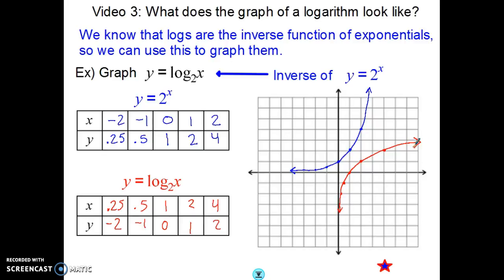Now you can notice that just like our exponential function slowly approaches the x-axis but never touches it, our logarithmic functions are never going to touch the y-axis, but they will slowly approach it. And you can also notice, like we know should happen for all inverse functions, these are reflections of each other across the line y equals x.